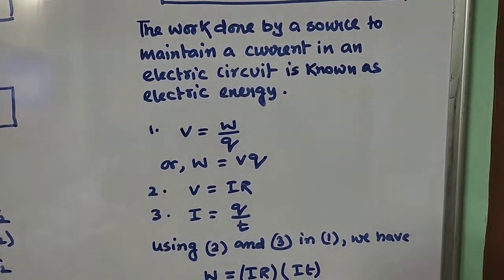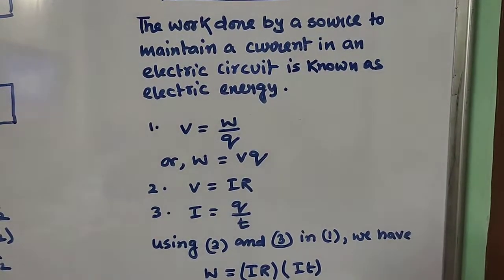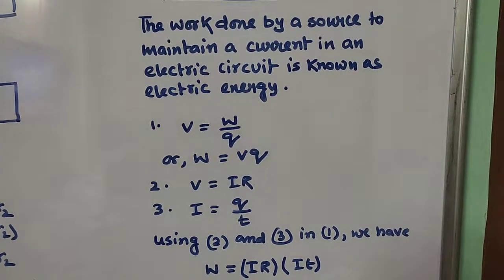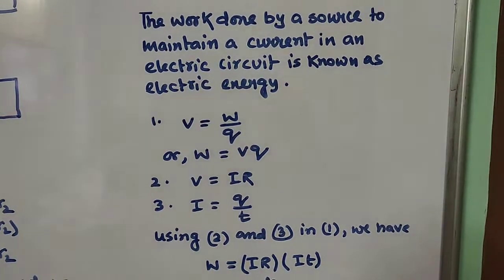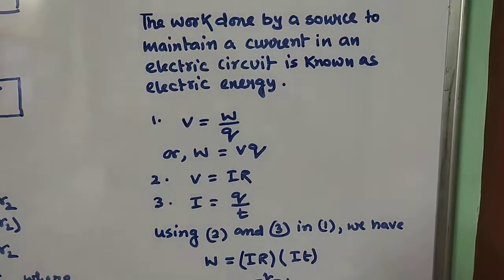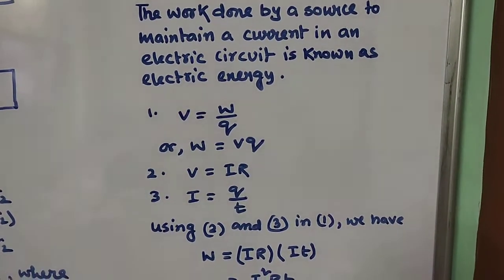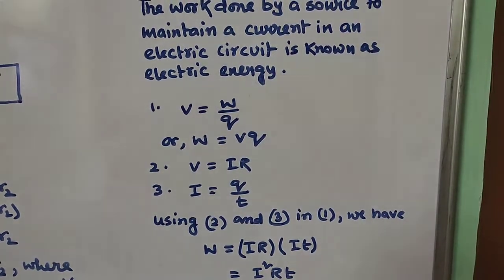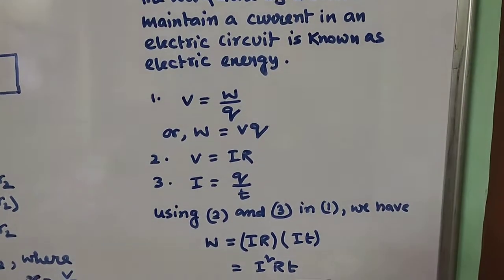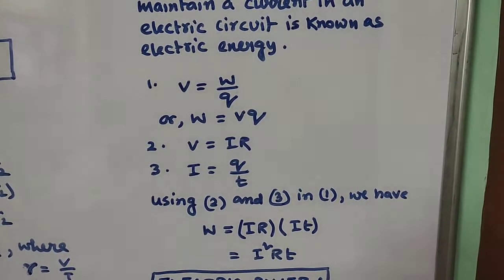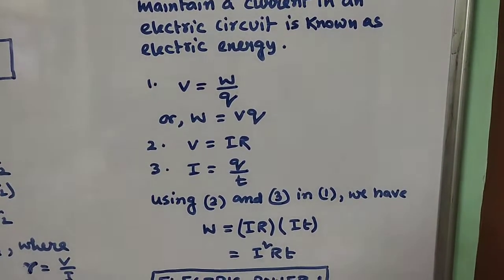And number three, already we have defined current: the amount of charge that flows through a particular area of cross section in unit time constitutes electric current. So using 2 and 3 in 1, W equal to VQ, in place of V you can substitute IR, and in place of Q you can substitute IT. So the final expression comes out to be W equal to I square RT.